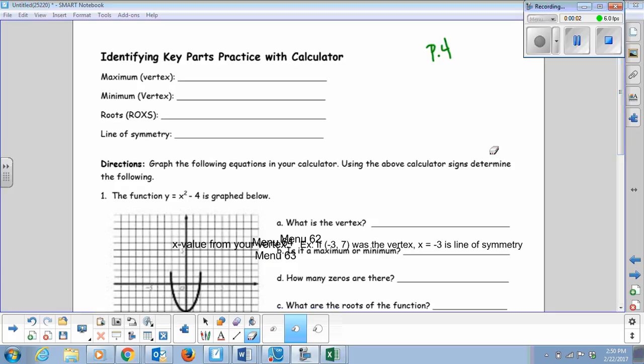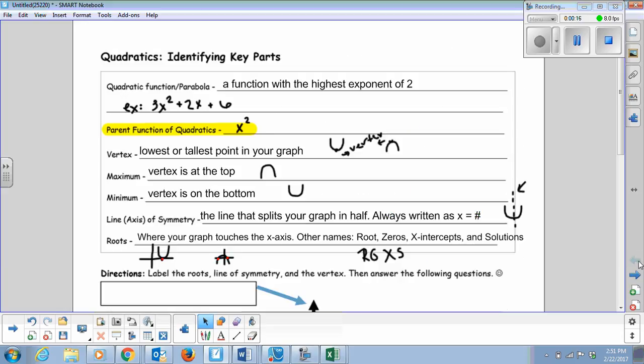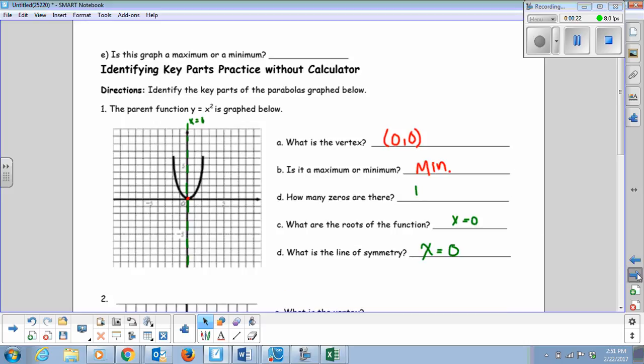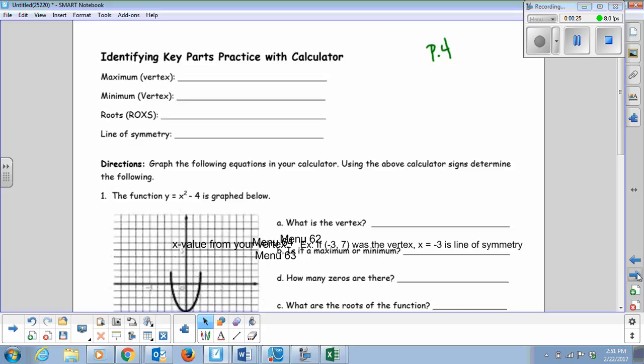All right, so today we're continuing identifying key parts of quadratics, but we're just going to be using our calculator a bit more today. So I am starting on page 4. If yours are not already numbered, just go ahead and do so. This is your page 1, so behind the cover sheet, that's page 1, page 2, page 3, and page 4 where we are today.